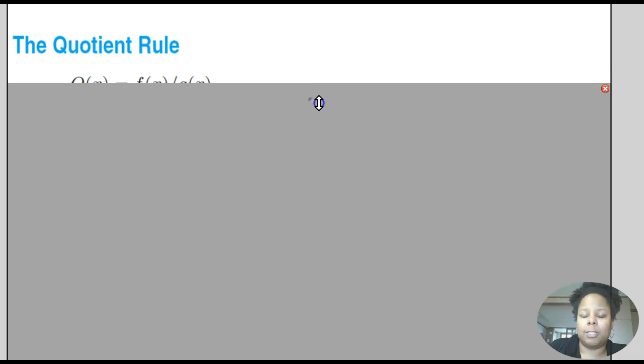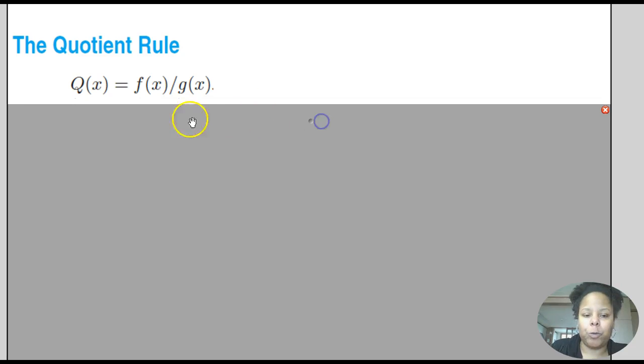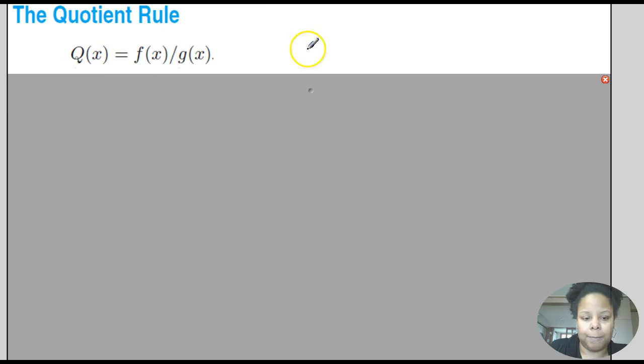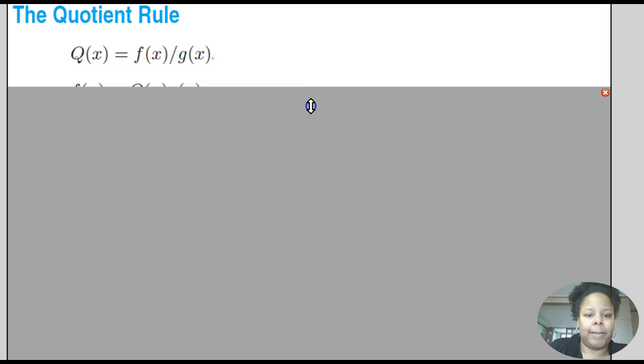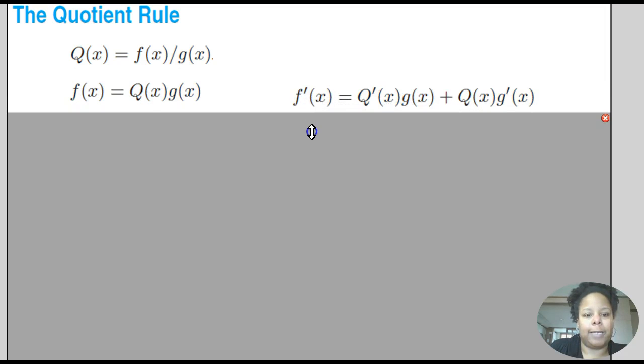So let f of x and g of x be differentiable functions, and let q of x be the quotient function, the result of dividing the two functions. Of course, we're going to assume g of x is not equal to 0 on any of the intervals that we're considering, because then the function would not be defined. So if f of x divided by g of x is equal to q of x, then that means f of x is equal to q of x times g of x. And that implies that f prime of x, using the product rule, is q prime of x times g of x plus q of x times g prime of x. This is nothing but the product rule that we just proved. Okay?